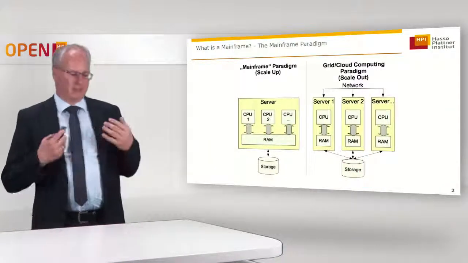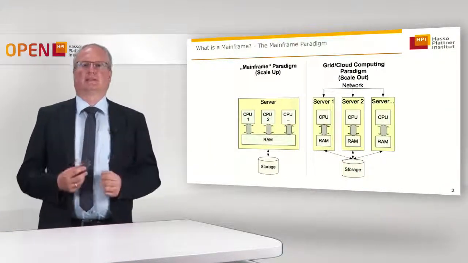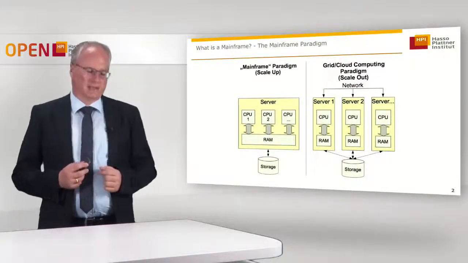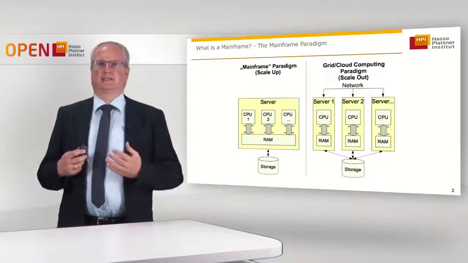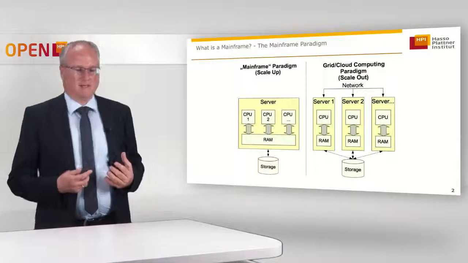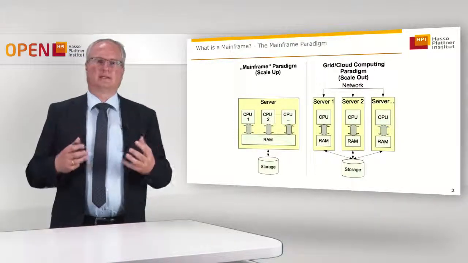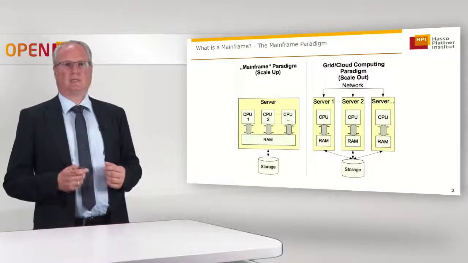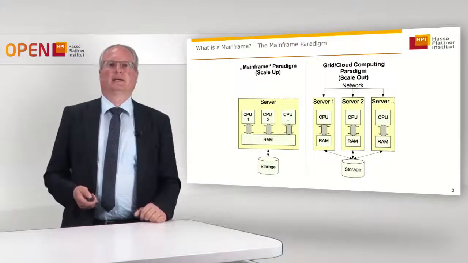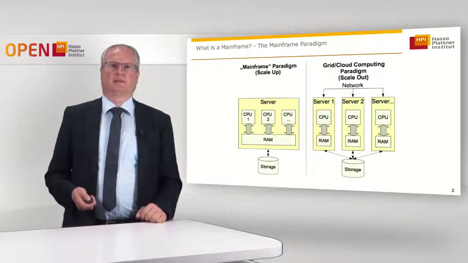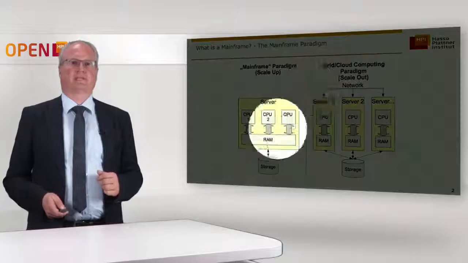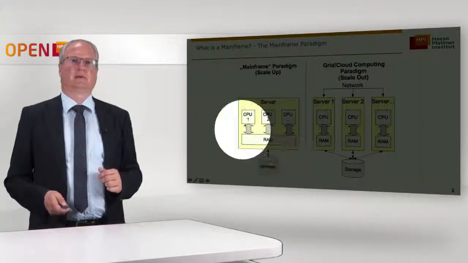When we think about the mainframe as an idea, not only as a certain hardware, then we should think about the difference between scale up and scale out. The mainframe paradigm means that we have a classical system which has multiple CPUs, and these CPUs are symmetrically accessing the main memory and have the same rights to access the main memory, as you can see on the left-hand side. So this is a classical mainframe architecture.